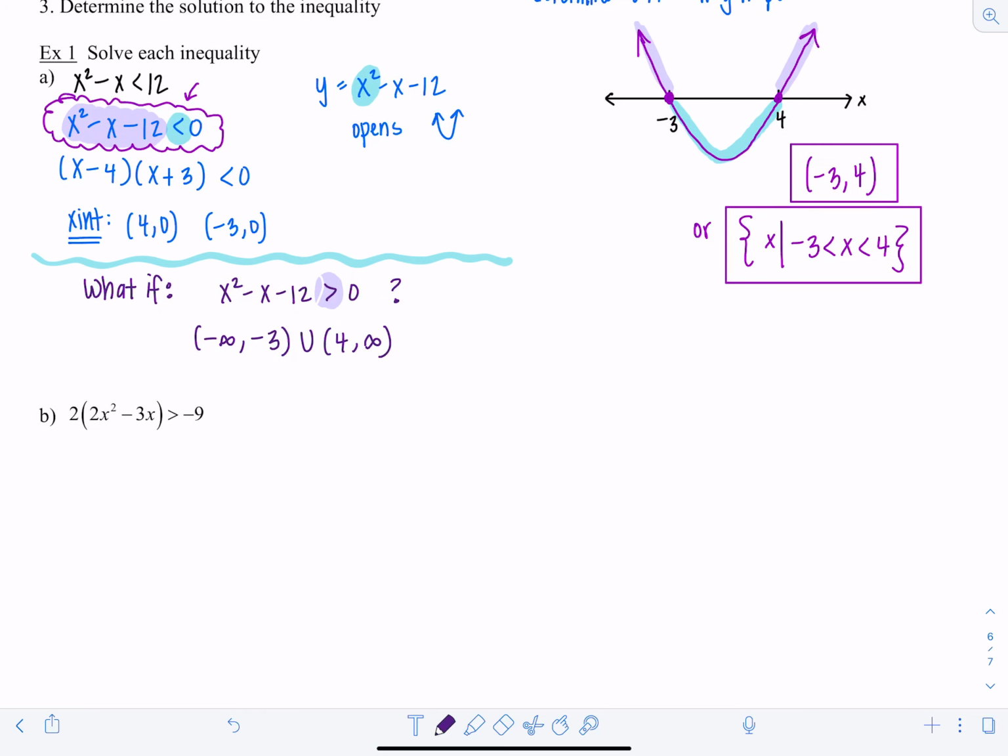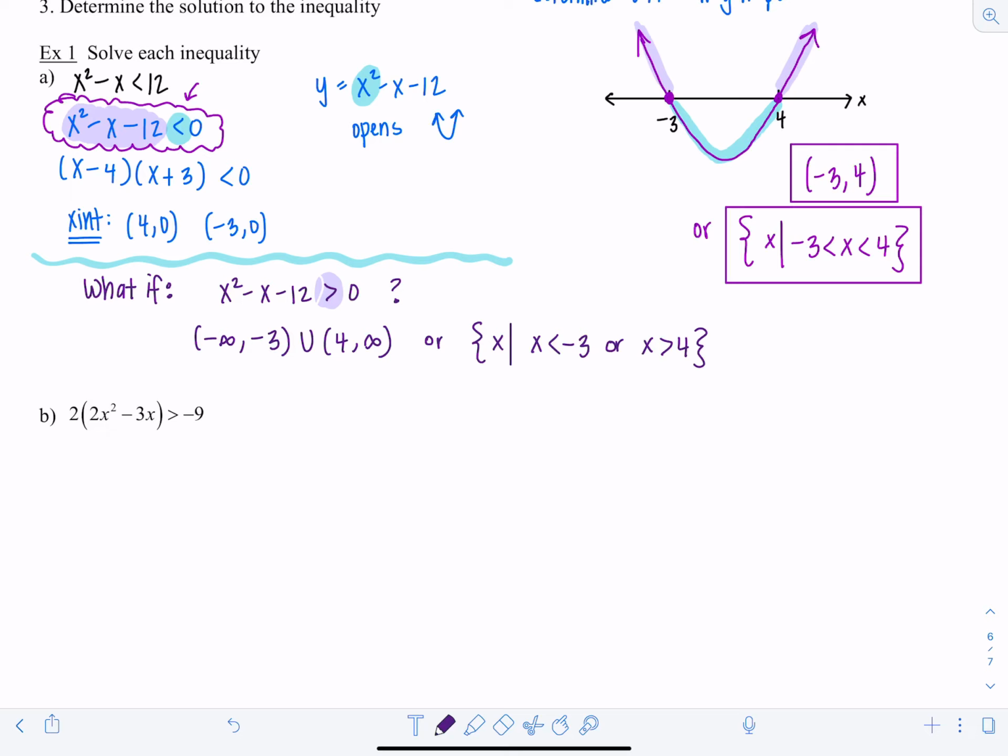All right, good. In set builder notation, it's not so nice. I'll show you, but I wouldn't use it. So x such that you would say x is strictly less than -3 or x is strictly greater than 4. That's your other option.